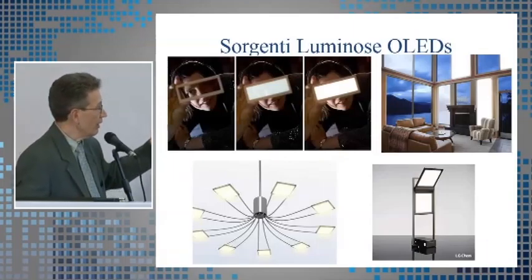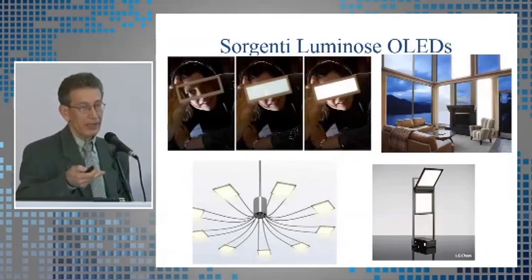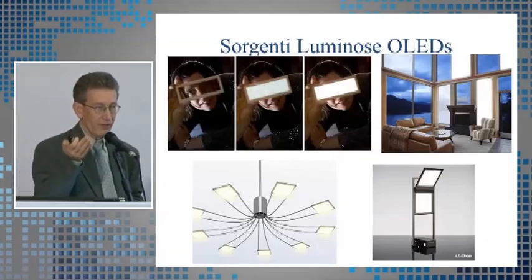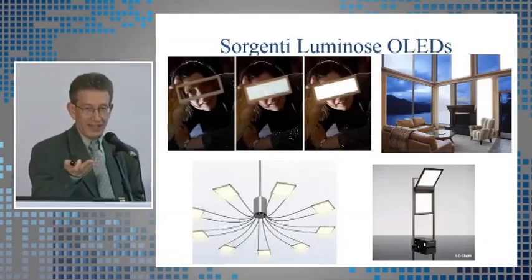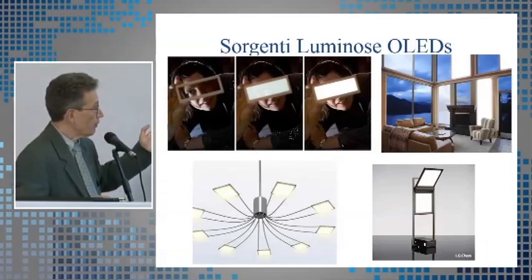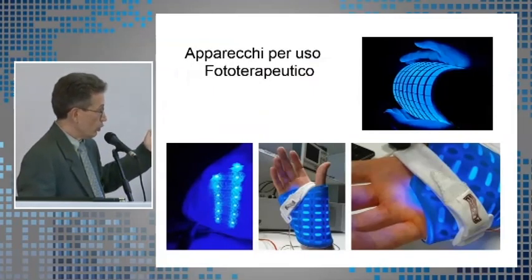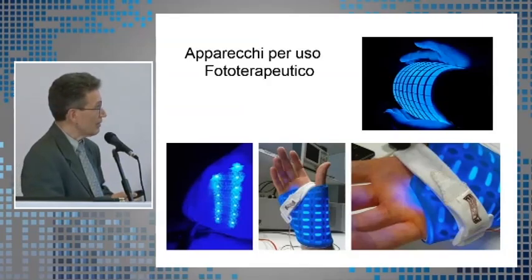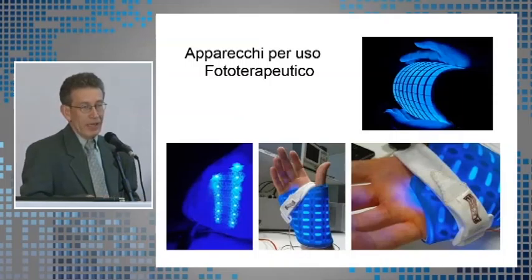They can also be transparent. And Osram already makes windows for Northern Europe. I don't know if you've noticed that in Northern Europe, they want the light coming from the window. So they're extremely versatile from this point of view. And they're also used for therapeutic purposes. And so these objects are extremely flexible, as I said.